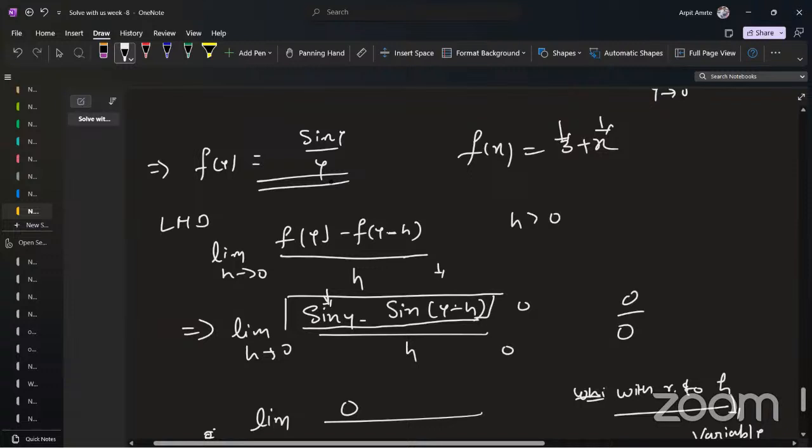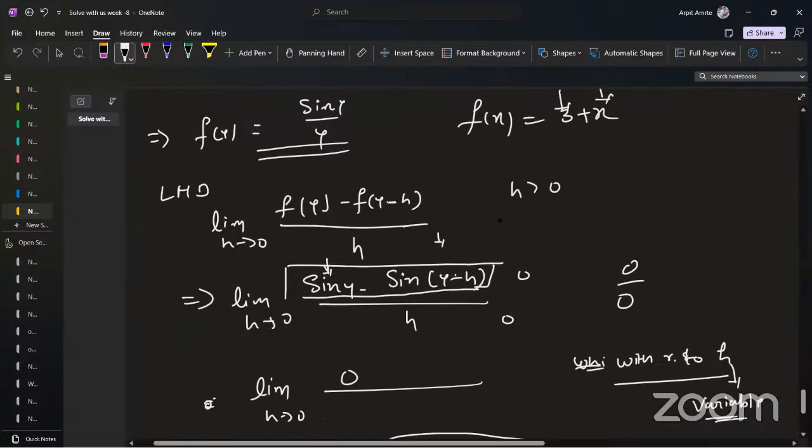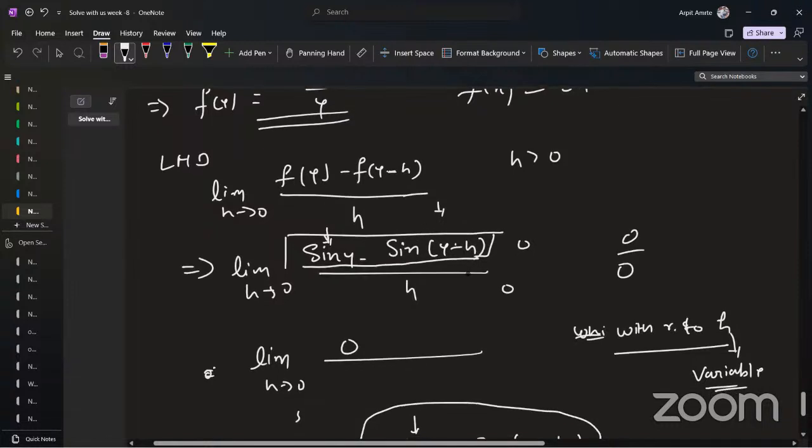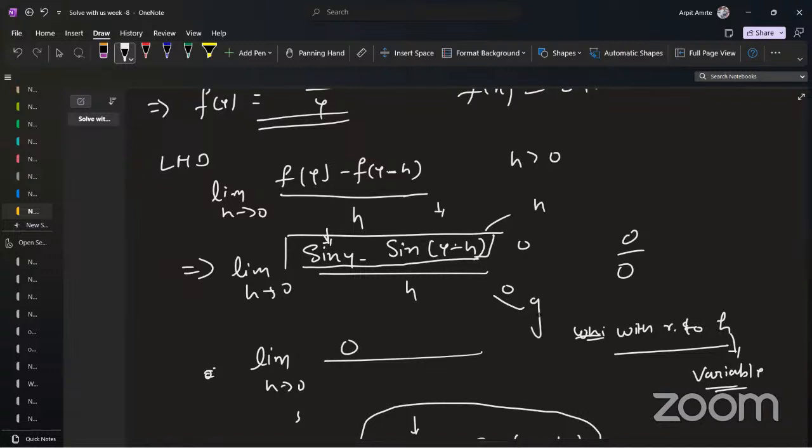But why is it given that f of y is equal to sin y by y? What we need here: we have seen that this is a 0 by 0 form, so we need to apply L'Hospital's rule. For L'Hospital's rule, if we treat this function as h and this function as g, the rule says the limit is the same as the limit as h goes to 0 of h prime by g prime, or you can say x goes to 0.